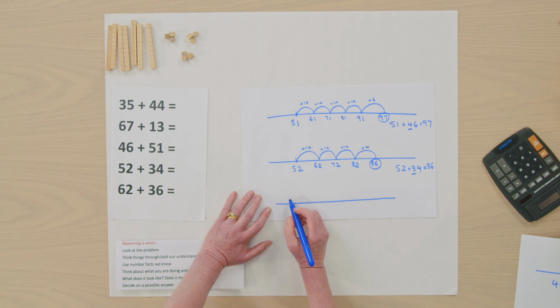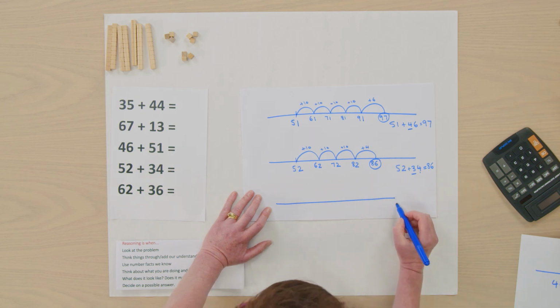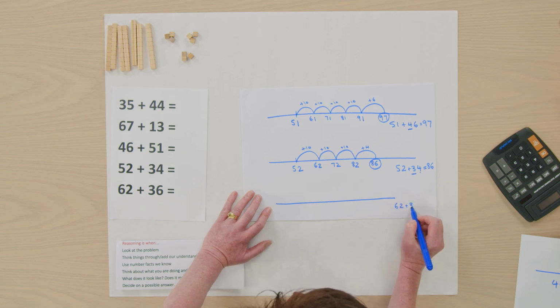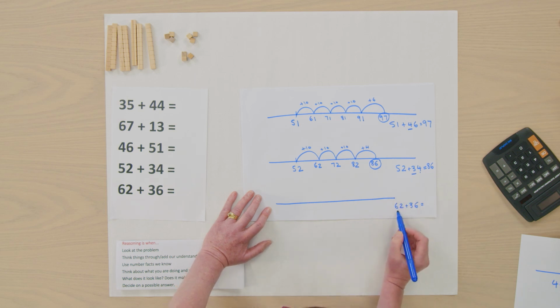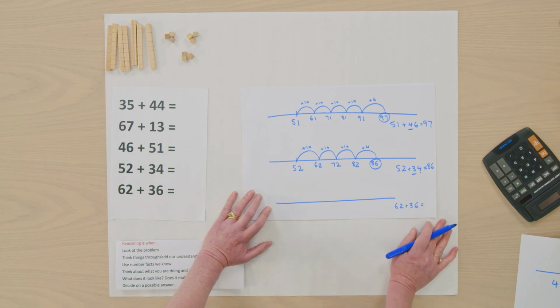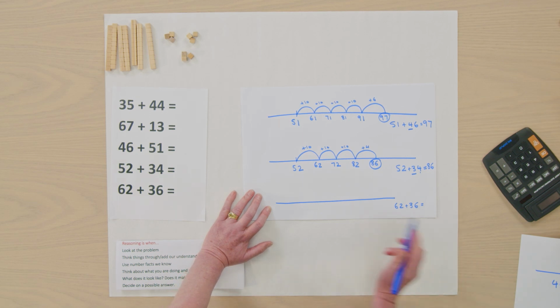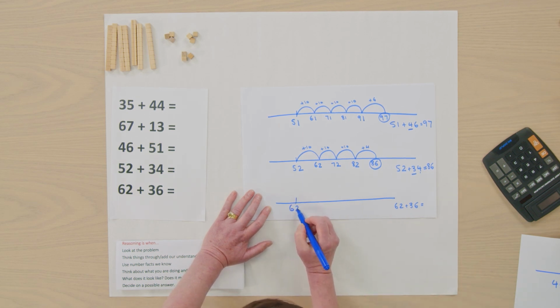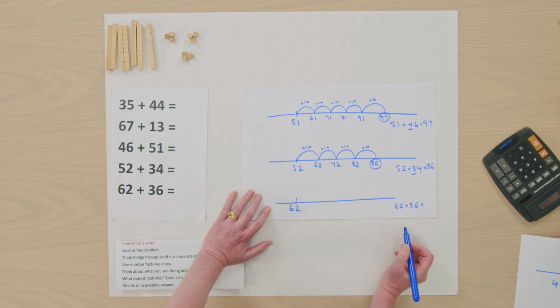62 and 36. We're putting those 2 numbers together in addition. 62 and 36. 60 and 30, or 40. 60 and 30 make 90 and a bit more. So once again, I think my answer will be around about 100. We'll start with a bigger number, 62, and we'll do some jumping by tens.